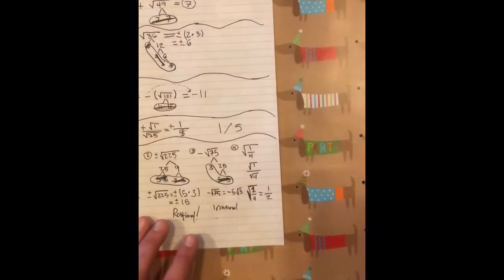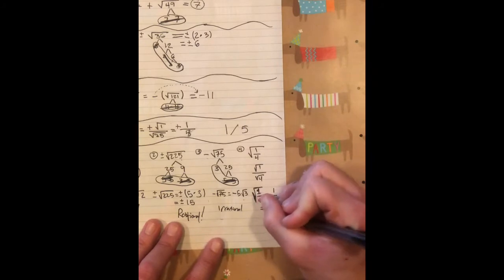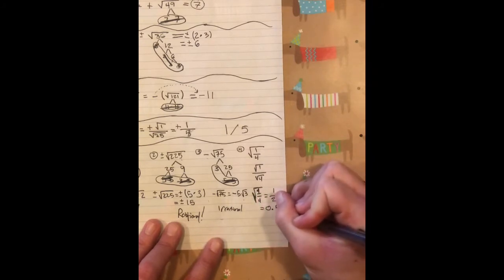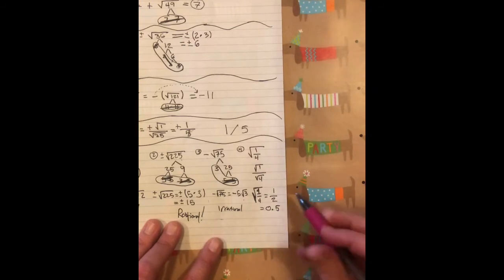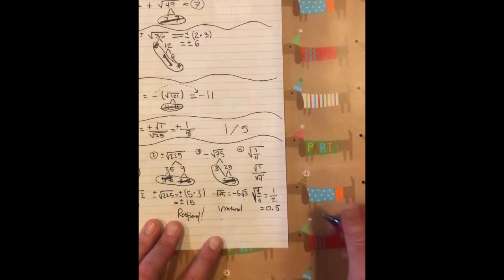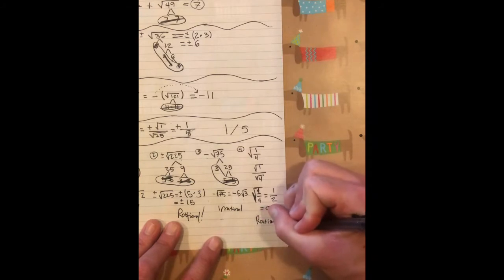What is 1/2 as a decimal? It is going to be 0.5. Does this go on forever? No, it stops. It stops, and it's pretty nice. 0.5 is not that hard to deal with, right? So that is going to be rational.